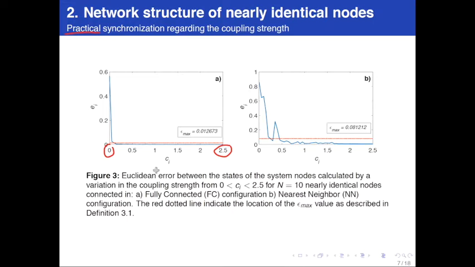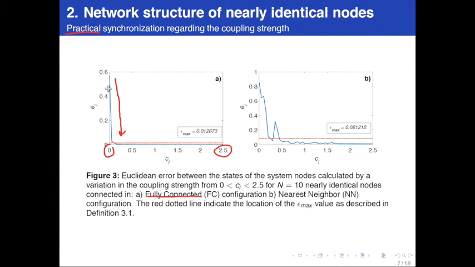Each value of the graph A in figure 3 corresponds to a single experiment for different coupling strengths. Notice that in the case of a fully connected network, the Euclidean error falls abruptly to 0 by taking all the error values in the simulation.